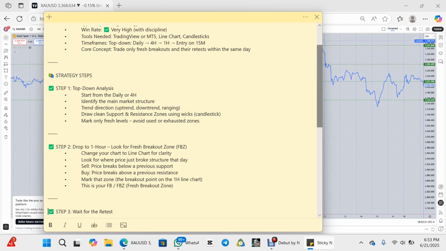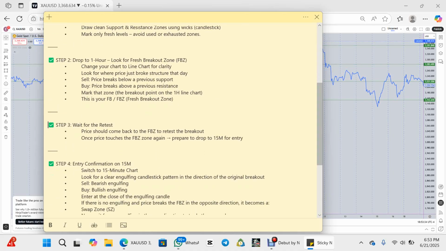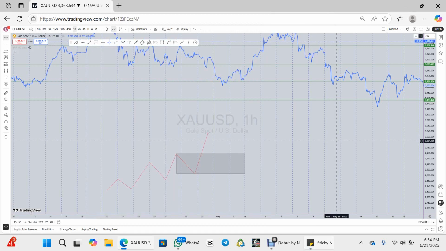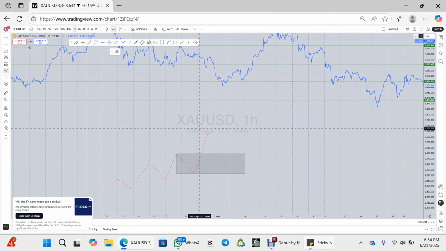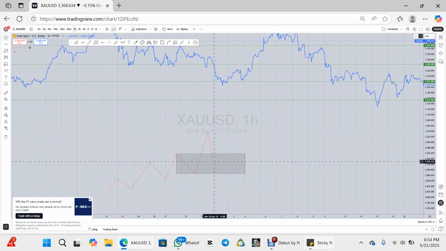Over to step 3. Step 3 says wait for retest. For this case, it's a buy. You want to wait for price to retest that box that we drew. Price should come back to the fresh breakout zone, the FBZ, to retest the fresh breakout. Once price touches the fresh breakout zone again, prepare to drop to 15 minutes for entry. So once price on the 1 hour time frame comes back down here, you need to prepare to drop down to 15 minutes to look for entry.